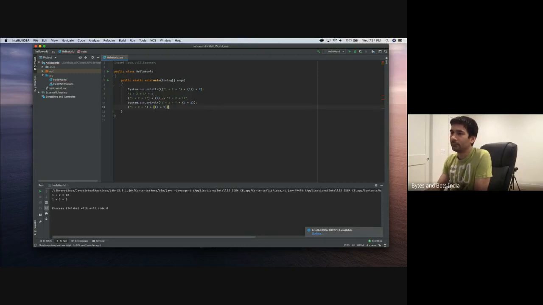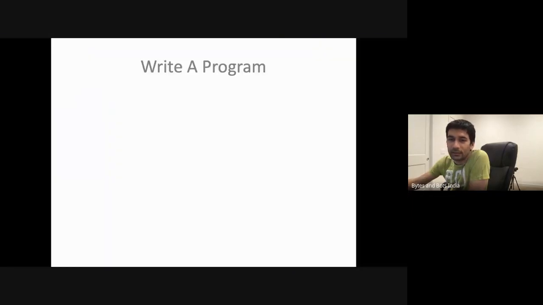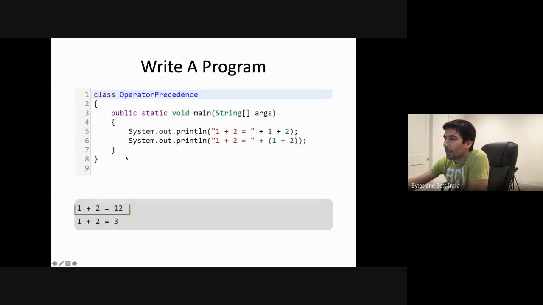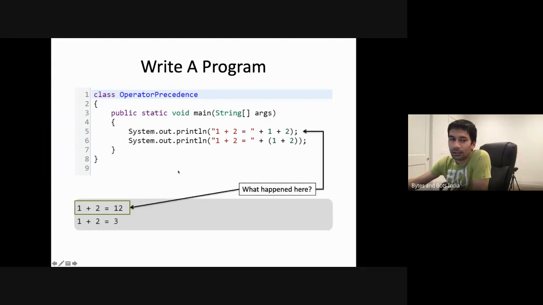So it will evaluate this to 1 plus 2 equal to, and then plus 3. So you'll see it print out as 1 plus 2 equal to 3. So it's really subtle, but very interesting. It tests the knowledge of precedence of operation.